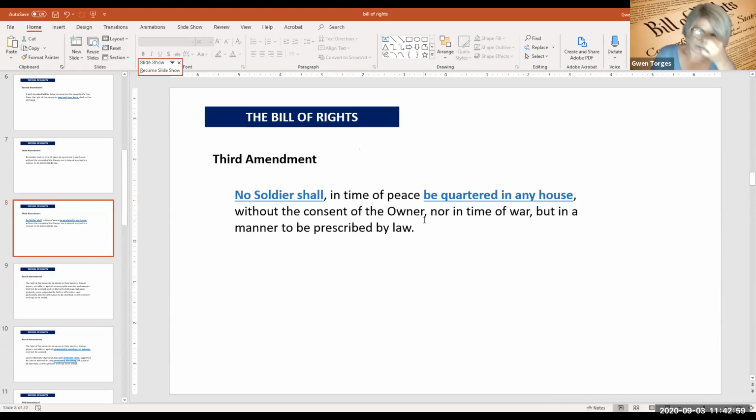The reason I was looking at without the consent of the owner, I was wondering if there was something quartered in any house. I think a hotel would probably fall under this. I think as long as the owners, it was a time of peace.